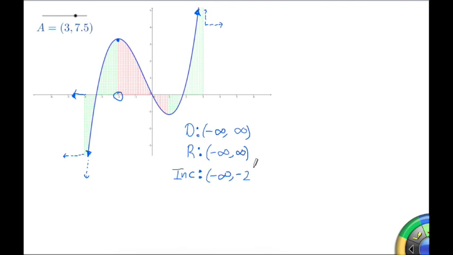Now, depending on your textbook, you can put a bracket here or a parentheses. It really doesn't matter. But generally, at that point, by itself, it's neither increasing nor decreasing, so most books will put a parentheses, not including it. But if you do include it, it doesn't really hurt anything.